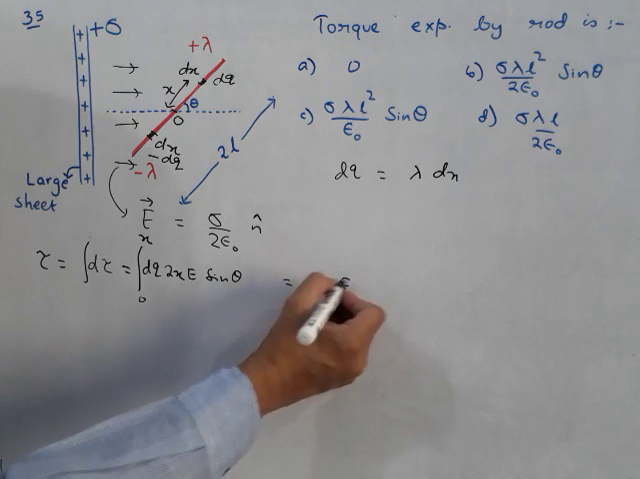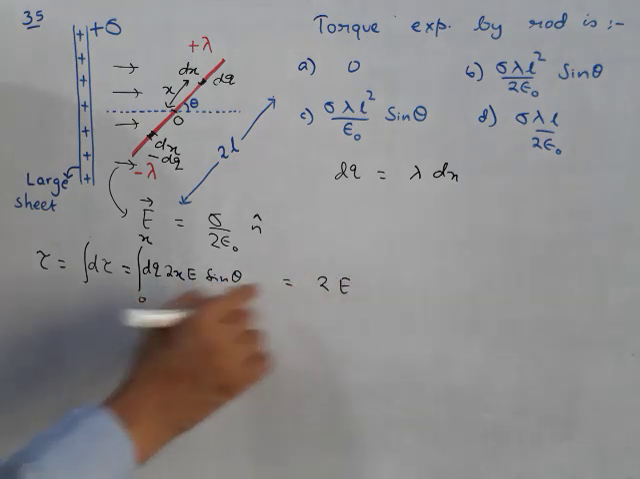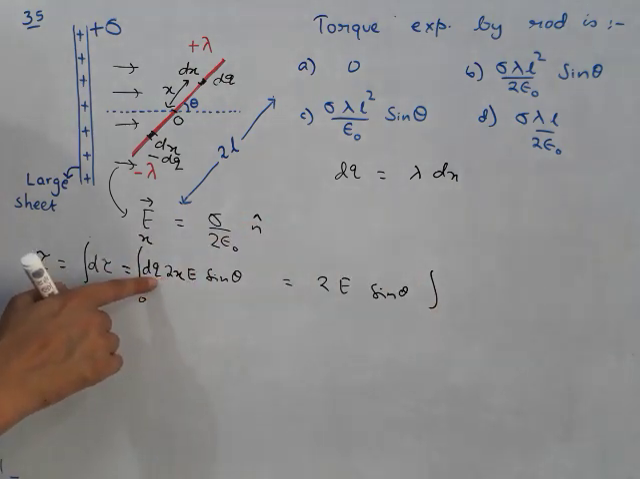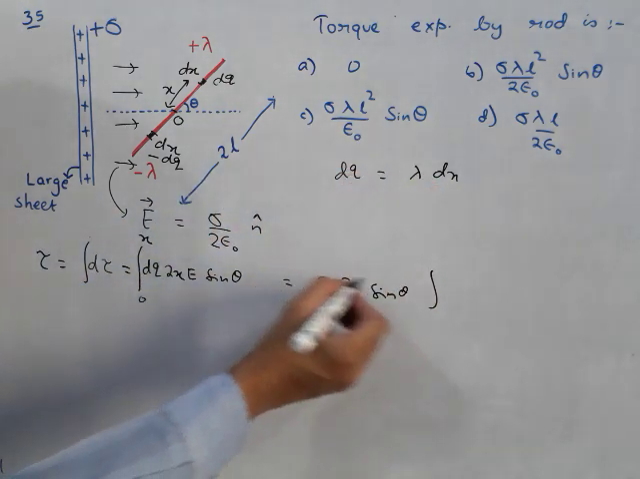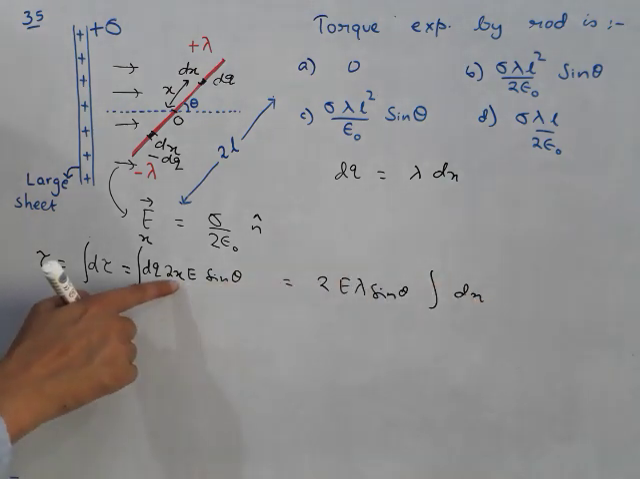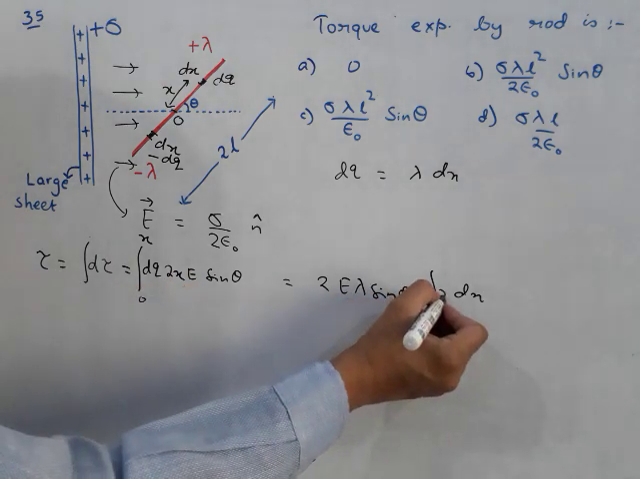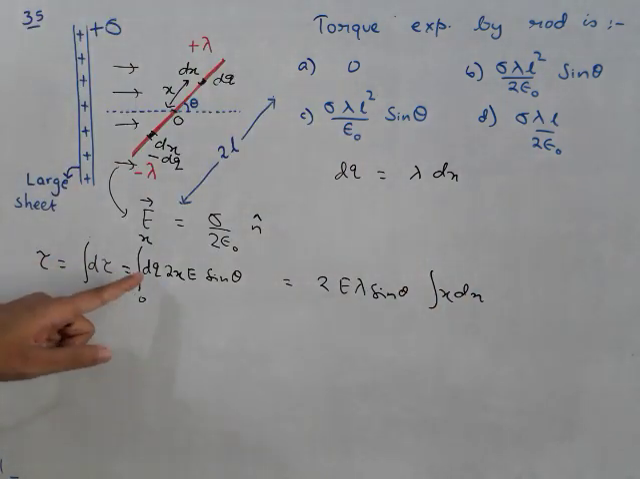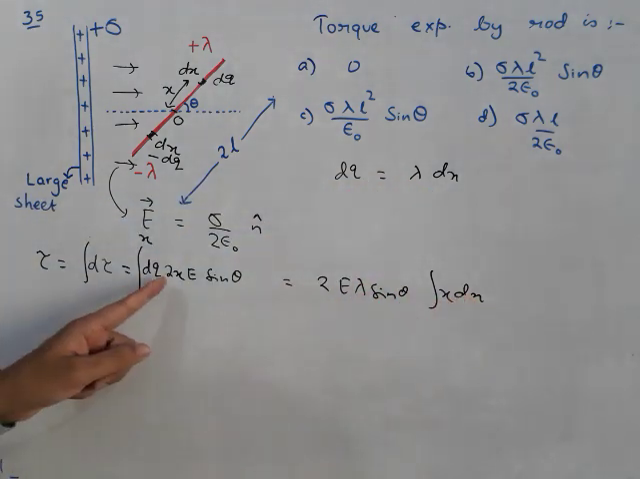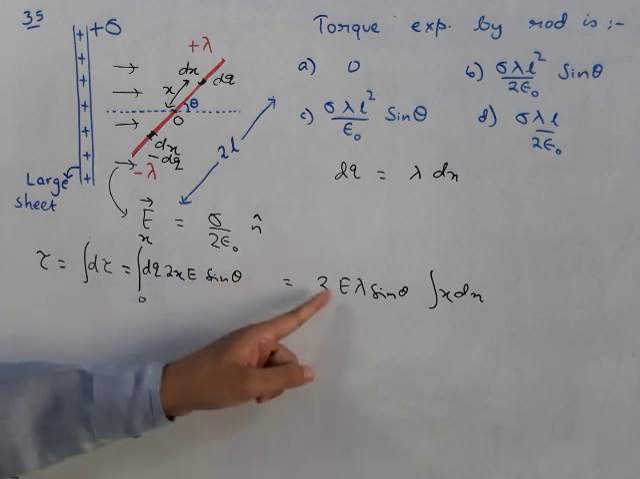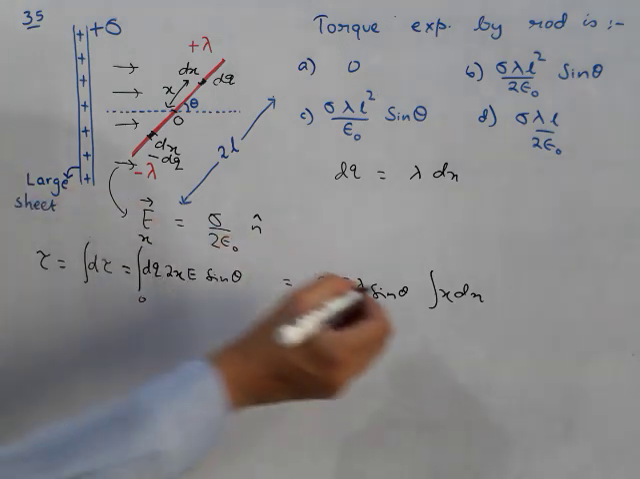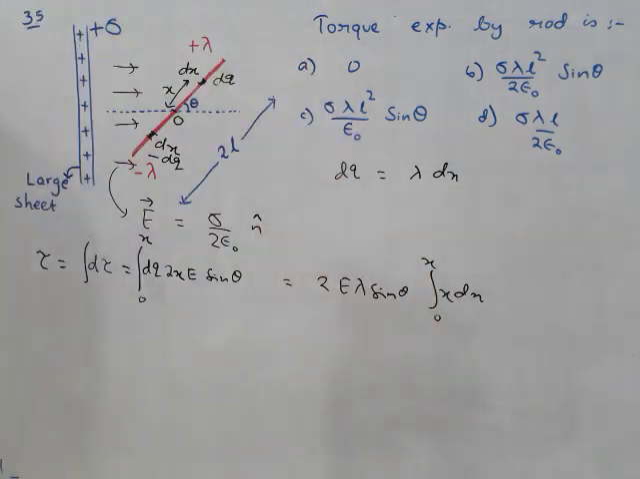So e is constant, this 2 is constant, this sin theta is constant, so they will go out. Integration dq. Now what is our dq? dq is lambda into dx. Lambda I will put out and dx will be inside, and then this is the x. So let me check it out again. We write dq as lambda dx. Lambda I have taken out, dx I have written inside the integral. Then 2e sin theta I have taken out, x I have put in the integral, and then we will put the limits 0 to x.